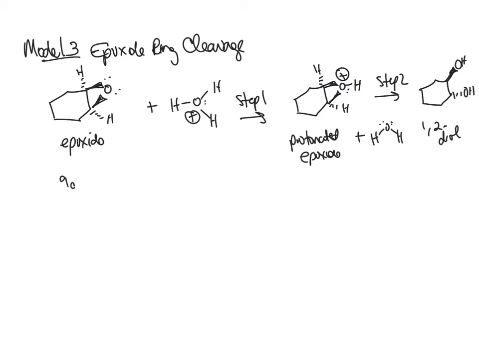Okay, so number 9A. Consider the reaction of an epoxide with acid shown in step 1 of model 3. The CO bonds of the epoxide are polar. Okay, carbon, oxygen, that's a polar bond. If polar, label each carbon with a delta positive and oxygen with a delta negative. So this is positive, this is negative. This is positive, this is delta negative.